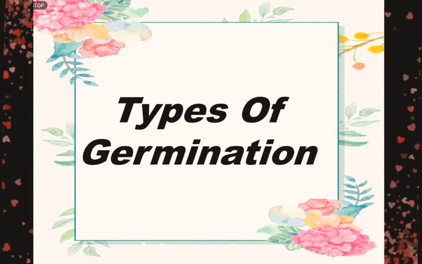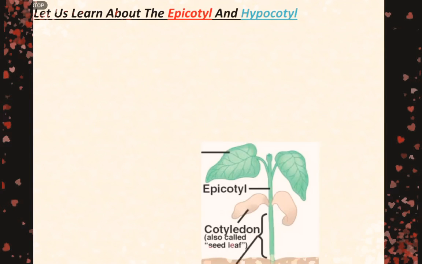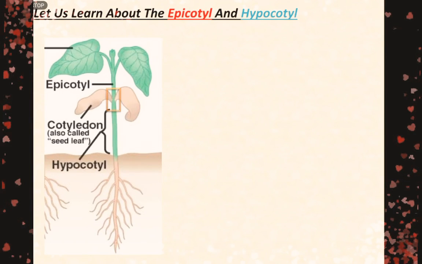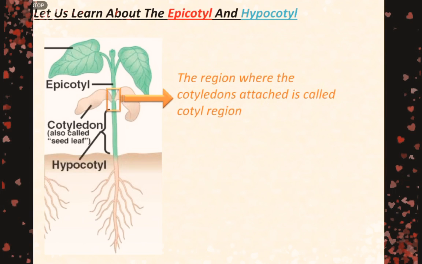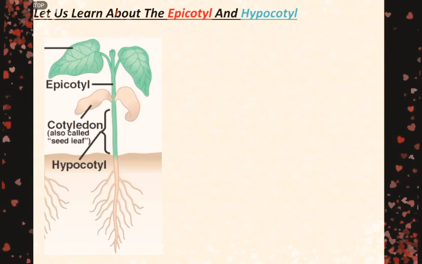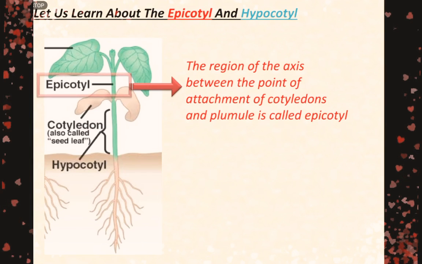Types of germination. Knowing the types of germination, let us know the differences between hypocotyl and epicotyl. First, let us know what the cotyl region is. The region with the cotyledons attached is called the cotyl region. Epicotyl: the region of the axis between the point of attachment of cotyledons and the plumule is called epicotyl.